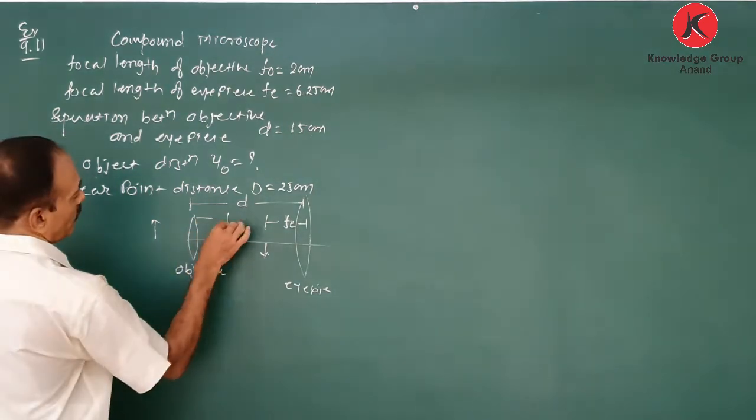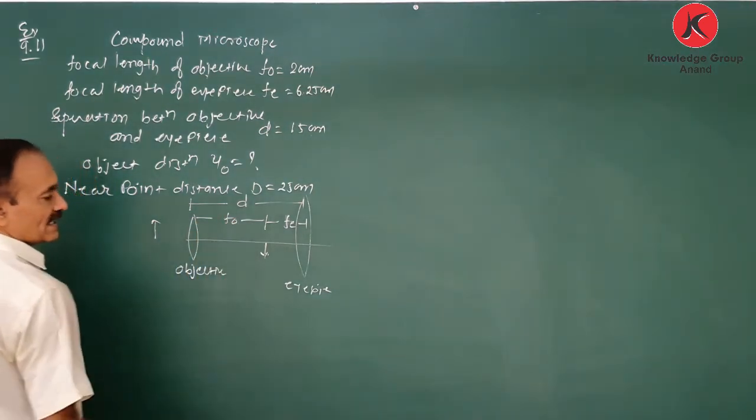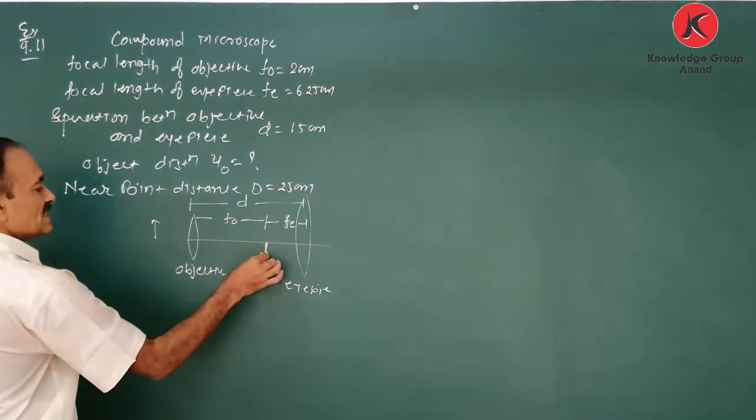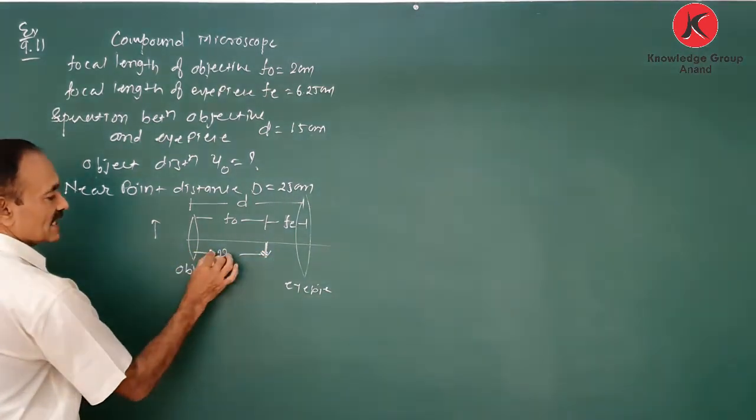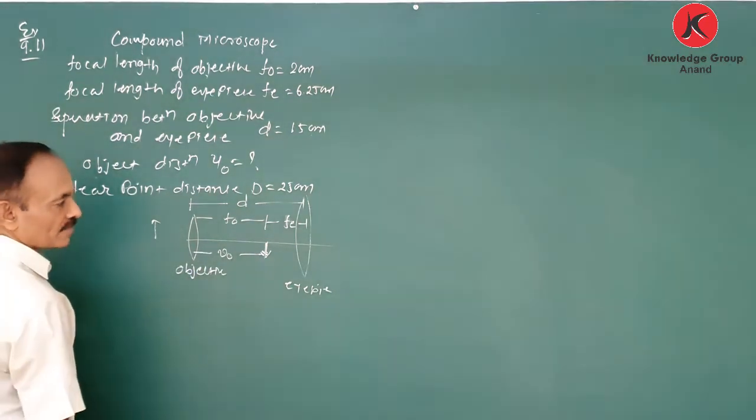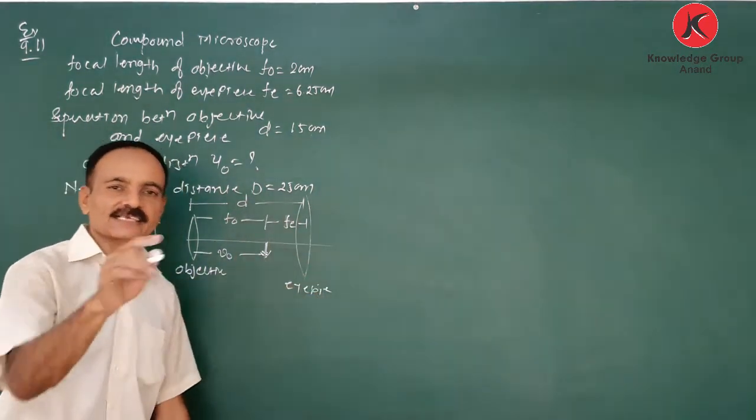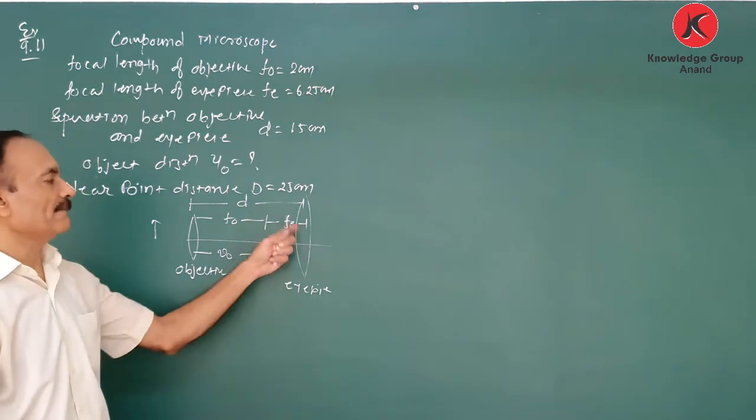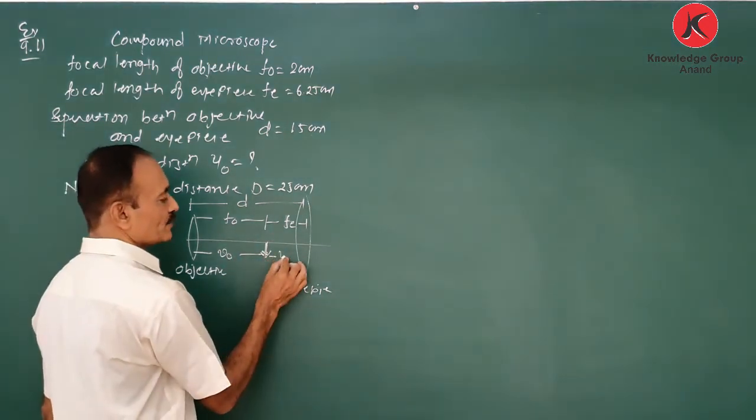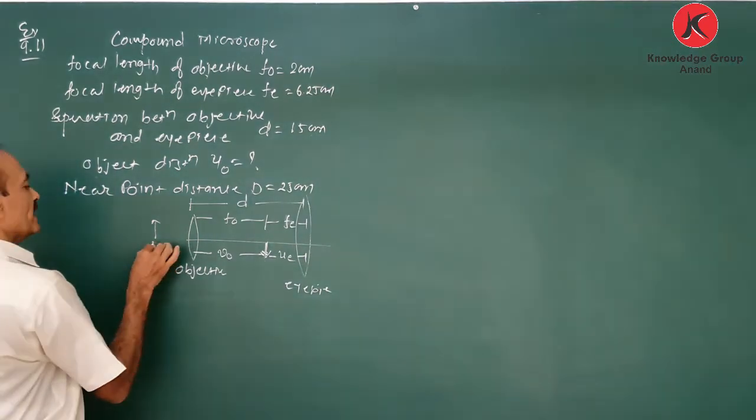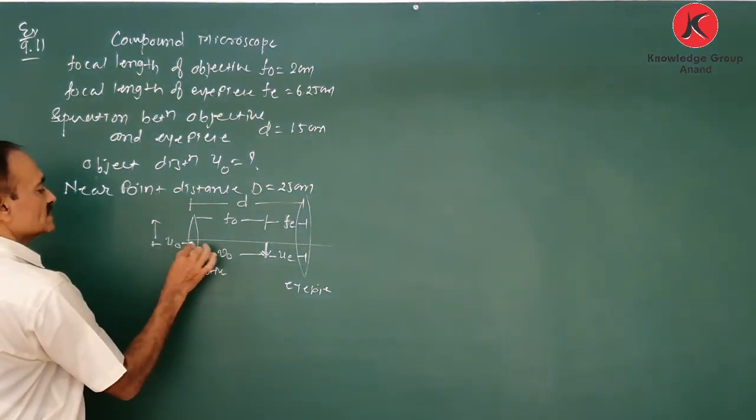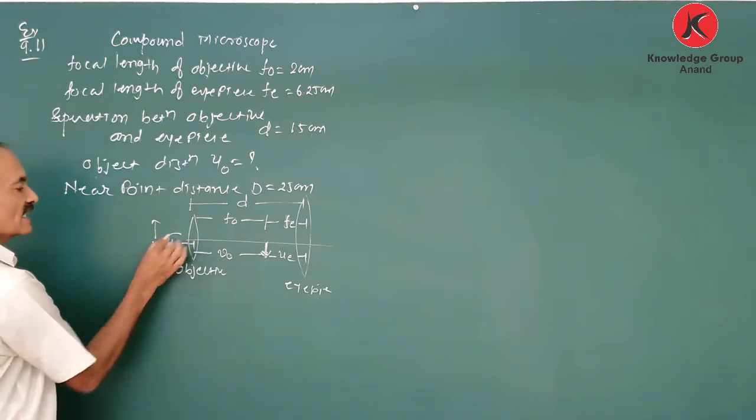And that is the FO. Or in other words, the image obtained by the objective, that is our V0 distance, that means the image distance for the objective. Now, this image acts as a virtual object for the eyepiece. So that acts as a U. Now we have to find out this position U0. We require this.